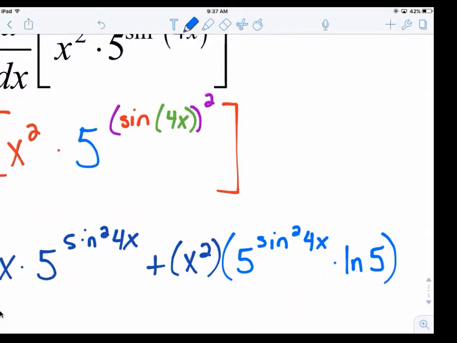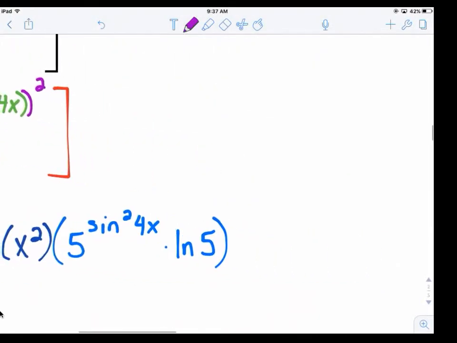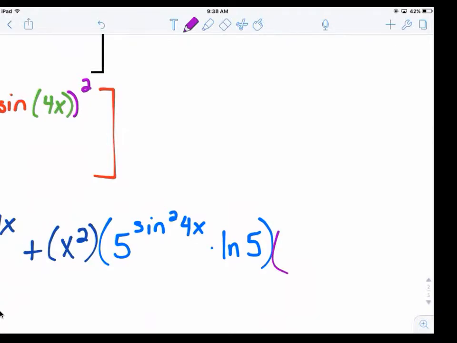Well, now we're going to do that. So you've got to work your way from the outside in. This is the most outside function. Now we're going to work with the purple part. Right? So I have the derivative of that, which would be 2 times the sine of 4x, right?